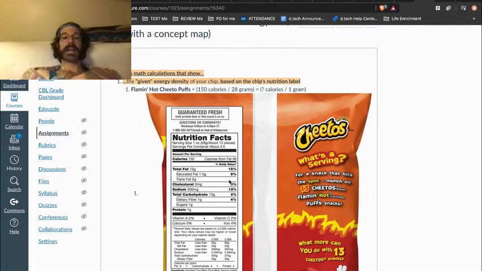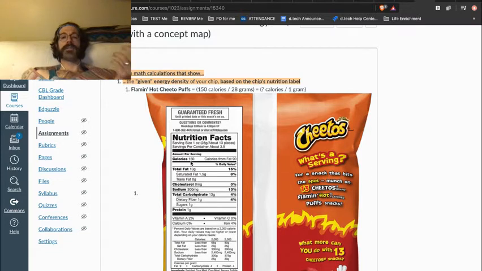If we look at these nutrition labels, we can find that 1 serving of these chips is 28 grams. So serving size is 1 ounce, which is 28 grams. It's about 13 pieces or 13 chips. But don't measure this in chips, because chips are different sizes and different masses. If we measure in grams, then we can be consistent.